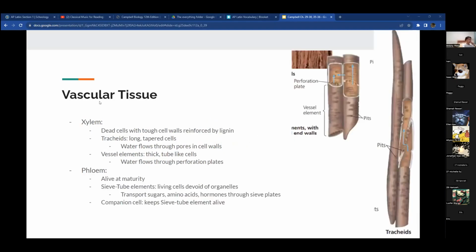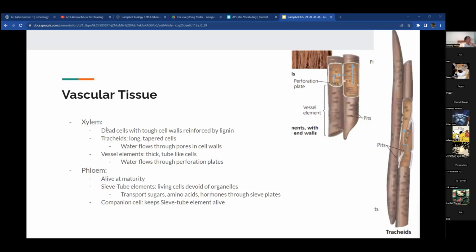All right, so now we get into what the different types of vascular tissue are. So there are two types of vascular tissue. One is xylem and one is phloem. Xylem transports water and ions. Phloem transports sugars, larger solutes, amino acids, and hormones.